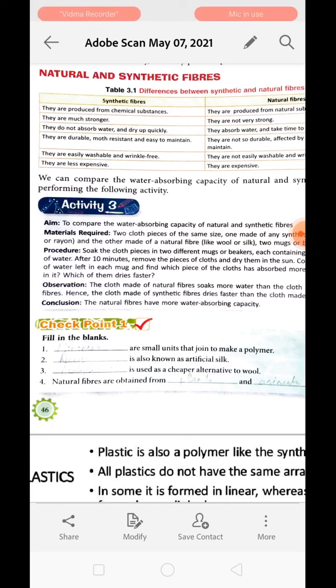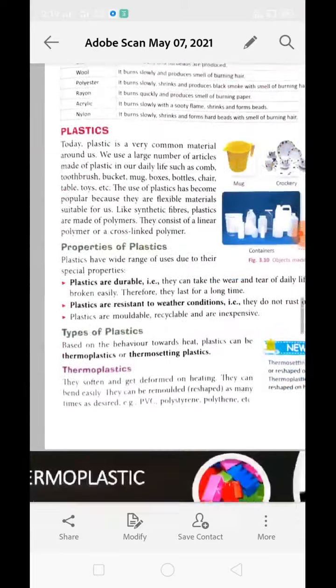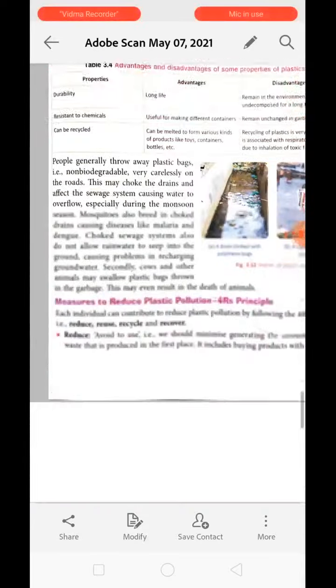Now fourth question. Natural fibers are obtained from dash and dash. Natural fibers are obtained from plants and animals. So your answer should be plants and animals. Okay. Now let's discuss checkpoint 2.